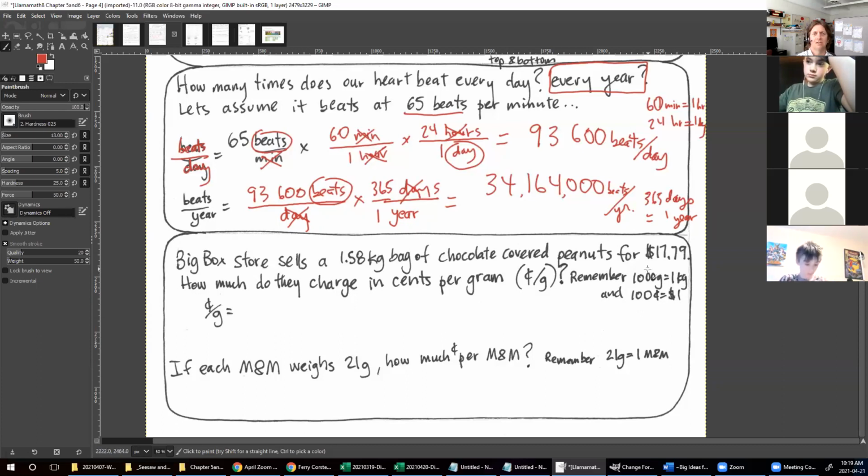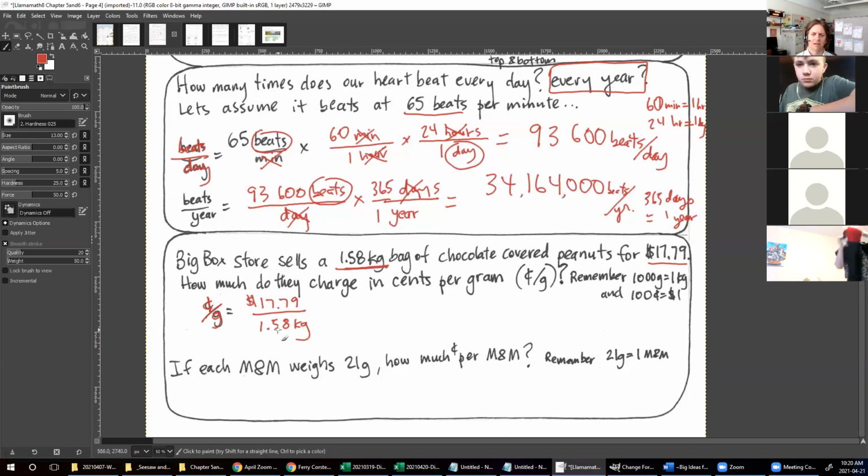So the first step is to write down what I want. What are the units that I want? Well, it says, how much do they charge in cents per gram? So I'm going to put cents per gram. Money is on the top, so let's fill in the money part first. We got $17.79. That's dollars. And on the bottom, there's grams. Well, kilograms and grams, that's both weight. So I'm going to fill this in here, over 1.58 kilograms.